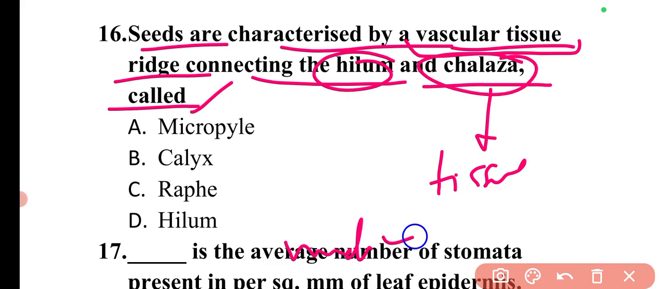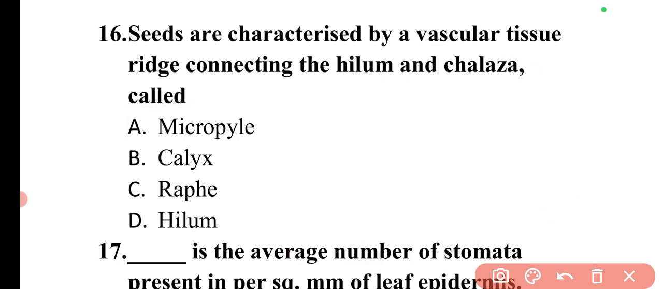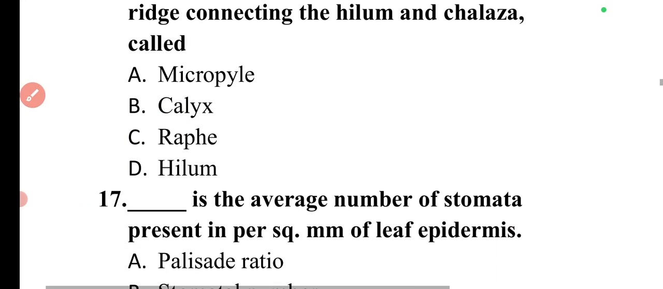Okay, so the nucellus and the ovule main part are joined together. This is the chalaza. So these are joined at the raphe. So here option C is correct.